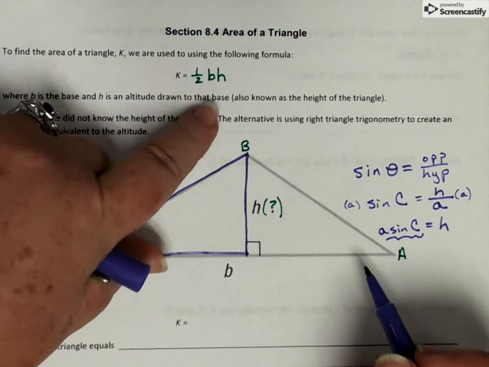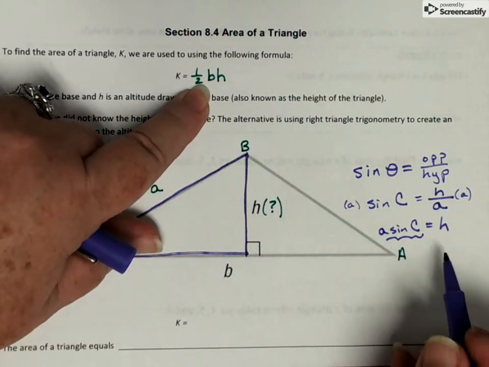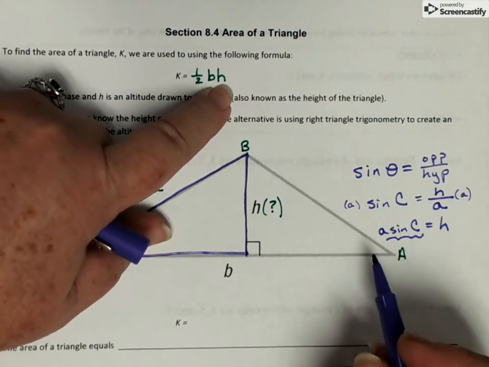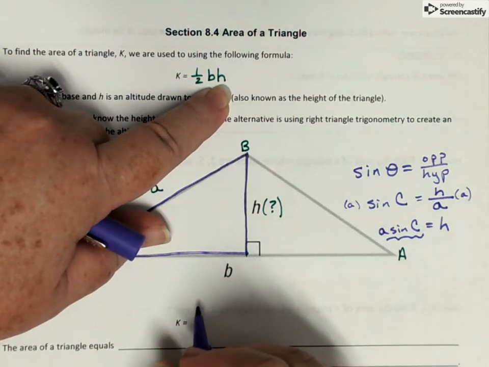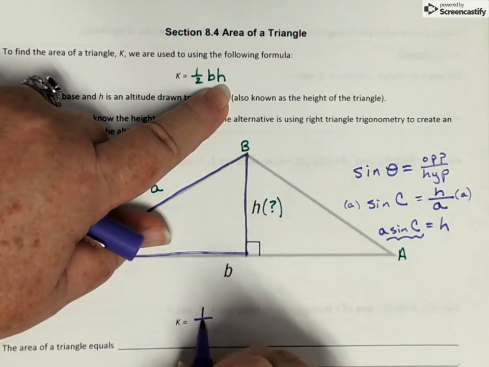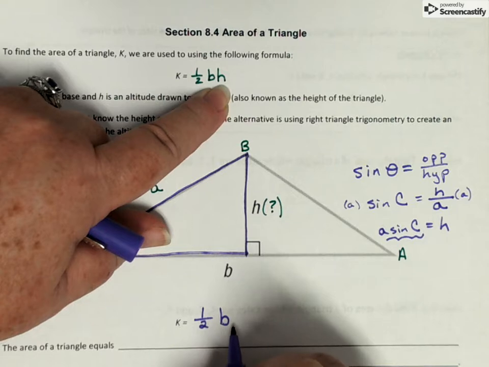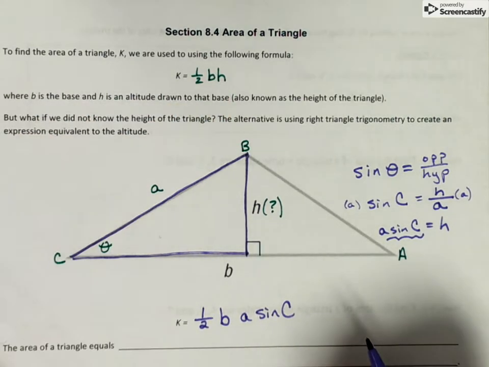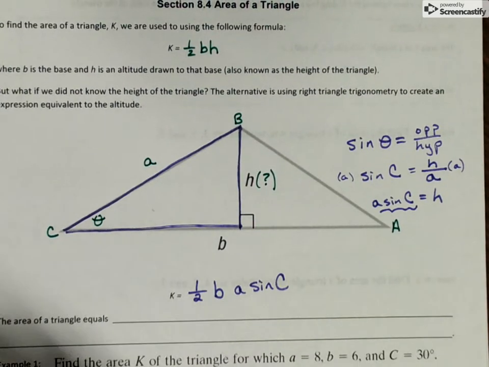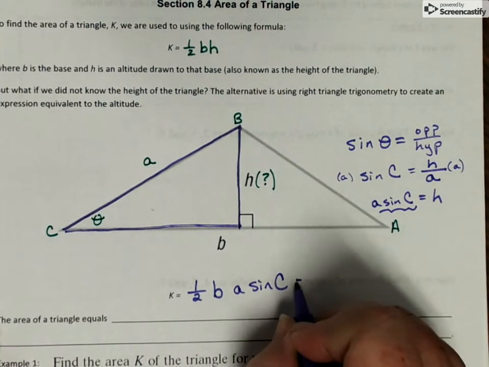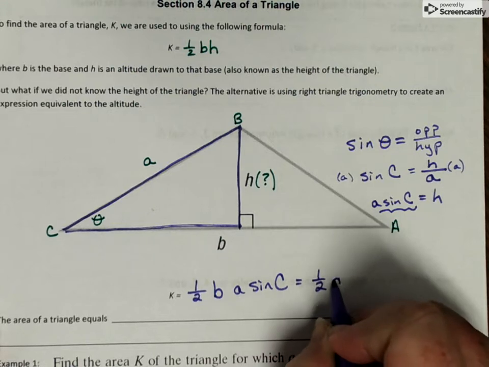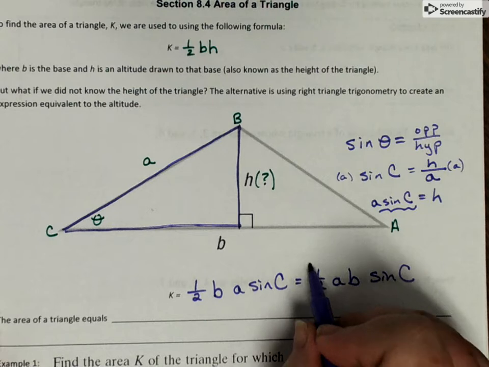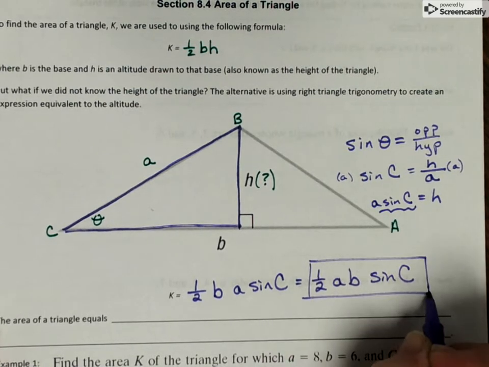Well, let's go back and look at our formula up here. And let's plug in this value, A sine of C, and replace the letter H, which means that our new formula is 1/2 times B for base times A sine of angle C. Now, I don't like my letters out of order, so I'm going to rearrange them. And the formula is 1/2 AB sine of C. And that's the formula that we're going to use today.